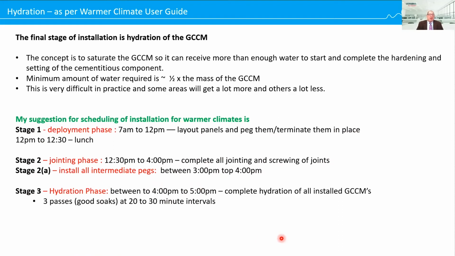And the last stage, which is the hydration phase, occurs between 4 PM to 5 PM, and complete hydration of all installed GCCMs is done. The best way to specify this is 3 passes, good soaks at 20 to 30-minute intervals.